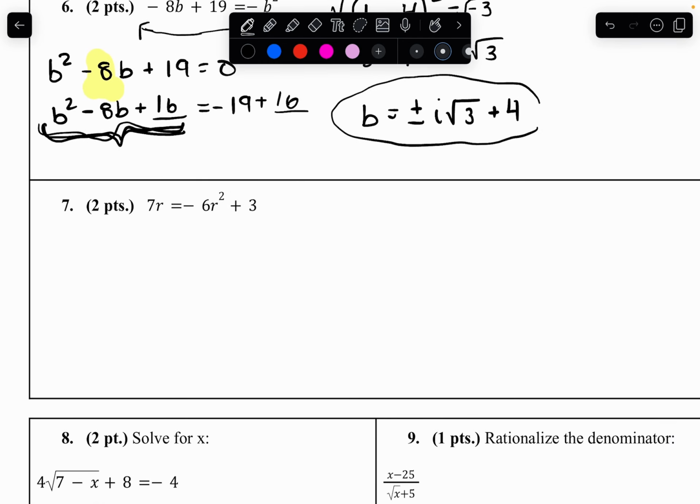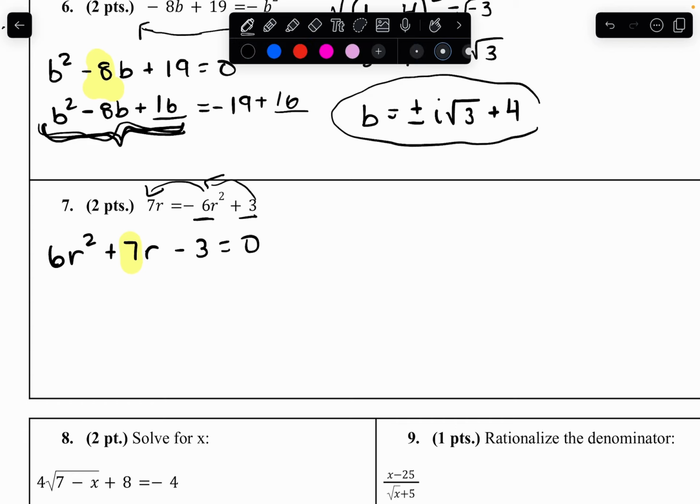Okay, number 7. Again, let's rewrite this in standard form in such a way that you end up with a positive leading coefficient. So I'm moving everything to the left. I will have 6r squared plus 7r minus 3 equal to 0. Okay, this is a situation where it might make sense to complete the square, but I have a little bit of hesitation, again, because that middle term is odd, which means that I'm going to end up with fractions.